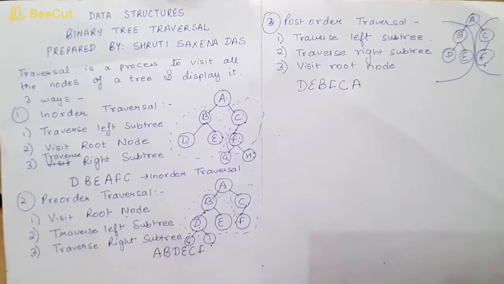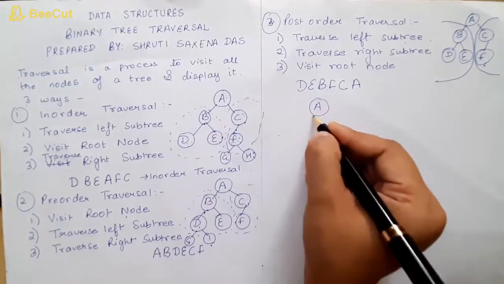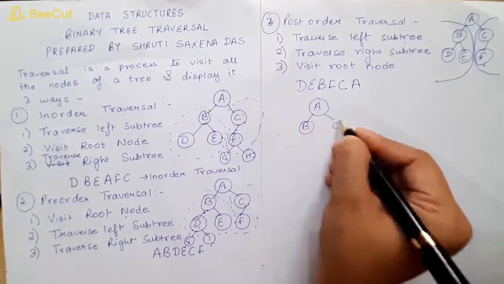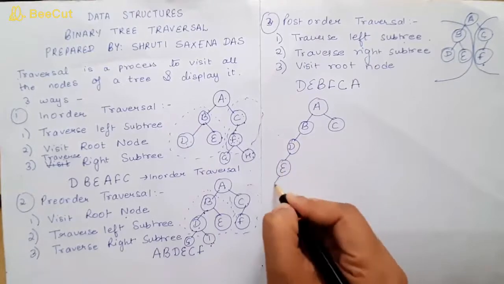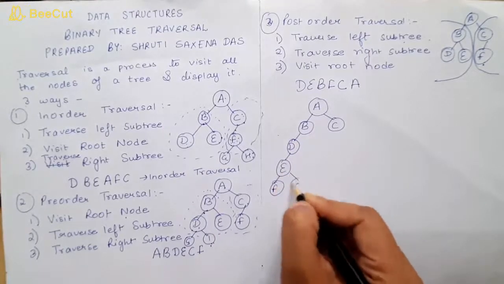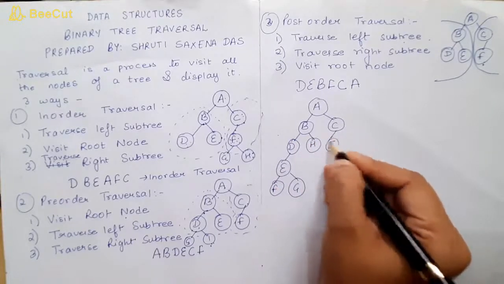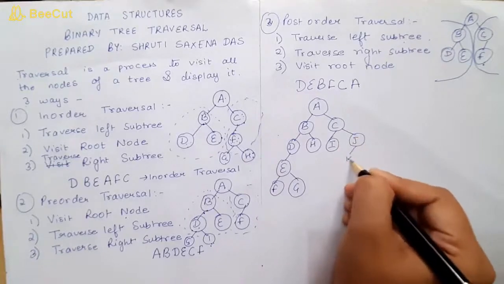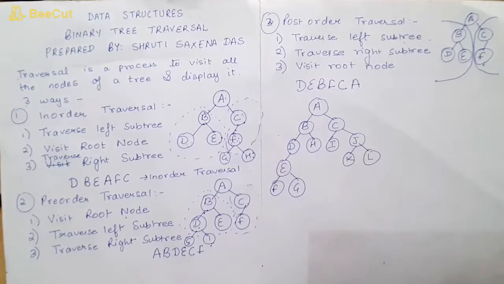Okay. Now we'll take one more example and we'll apply all the three traversal orders. We'll try to find out all the orders. So suppose you are having A, B, C, D, E, F, G, H, I, J, K, L. Suppose we have taken this example.